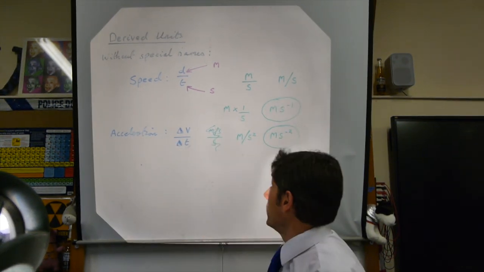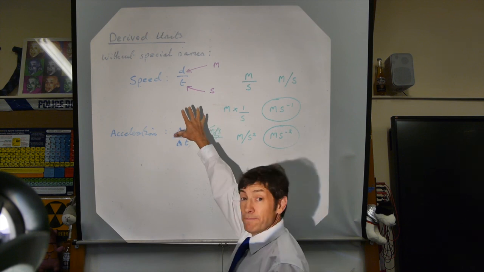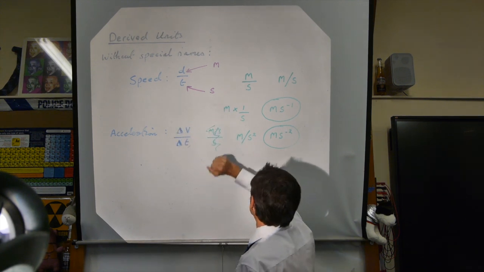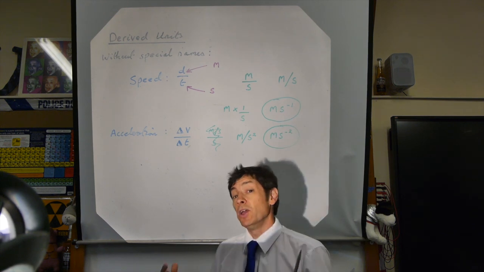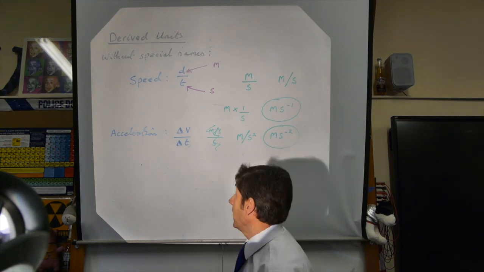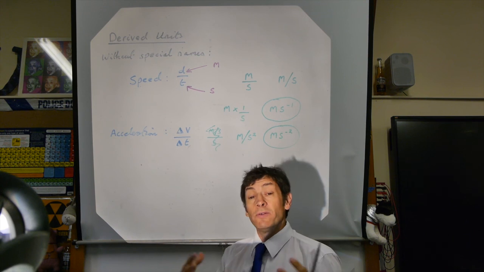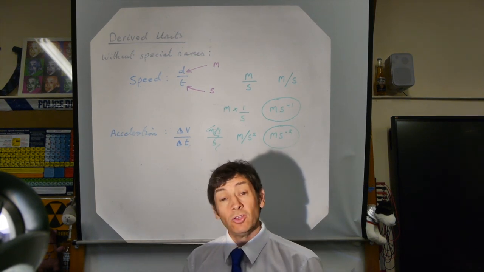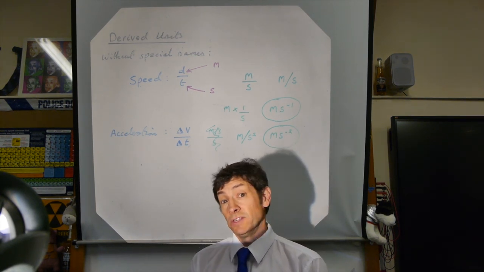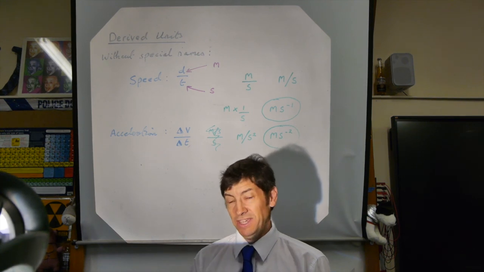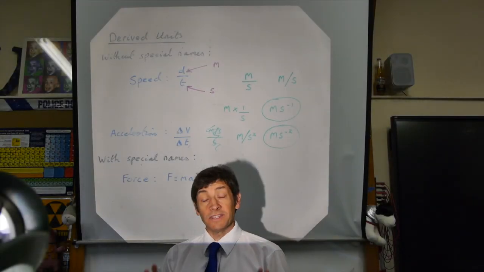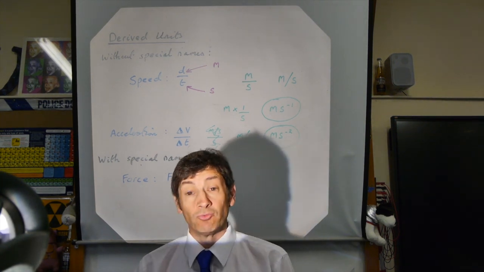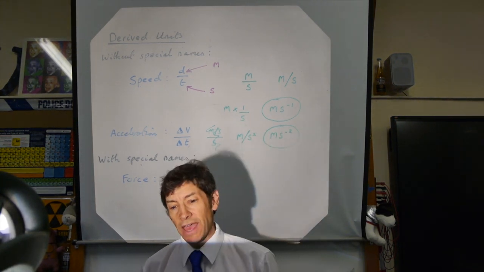So we've got some derived units there, and we've written the derived units in the correct way for A-level. Okay, and finally, these derived units don't have specific names. They're not named after particular scientists. So let's now look at some derived units with special names.